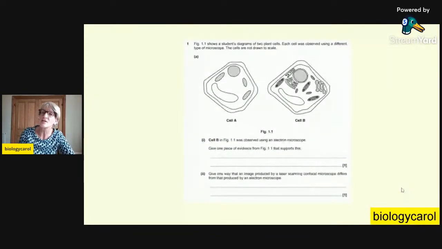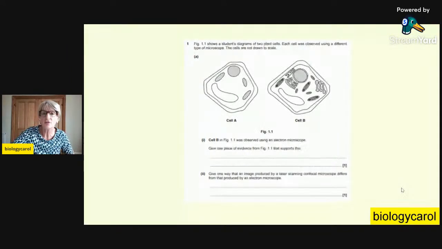We've got drawings of 2 cells, one which has got an awful lot more detail than the other. Cell B was observed by an electron microscope. Give one piece of evidence from figure 1.1 to support this. So this isn't about you knowing about electron microscopes. This is about you identifying the evidence that you are given.